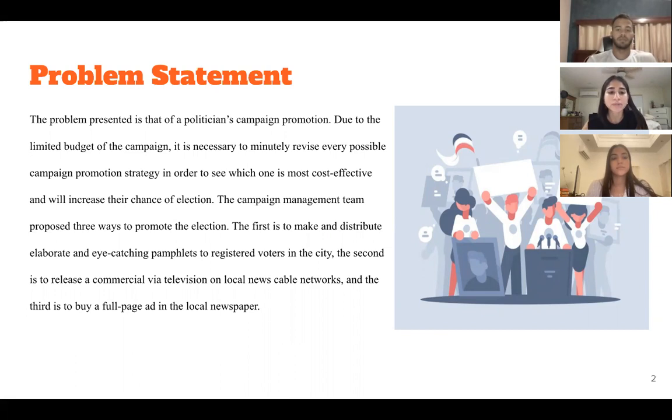The campaign management team proposed 3 ways to promote the election. The first is to make and distribute elaborate and eye-catching pamphlets to registered voters in the city. The second is to release a commercial via television on local news cable networks. And the third is to buy a full-page ad in the local newspaper.